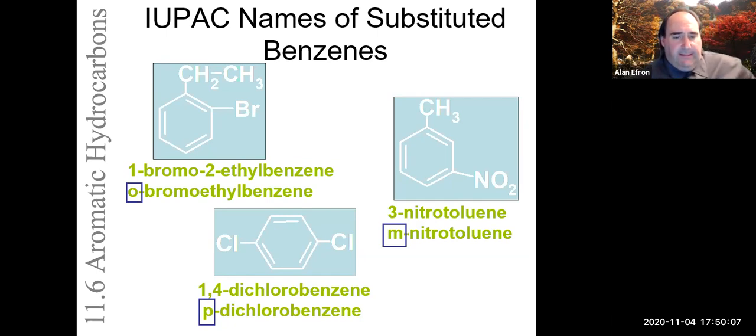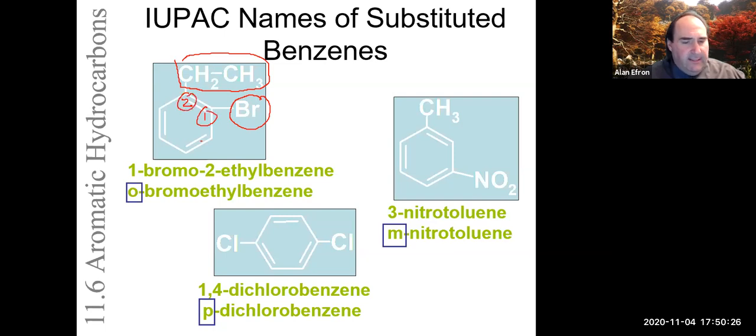So looking at this here, we have an ethyl group right here. We have a bromo group right here. And again, we could go 1 and 2, and that gives us our 1-bromo-2-ethylbenzene. Again, this is our 1 and 2 positioning, which is our ortho-bromoethylbenzene.